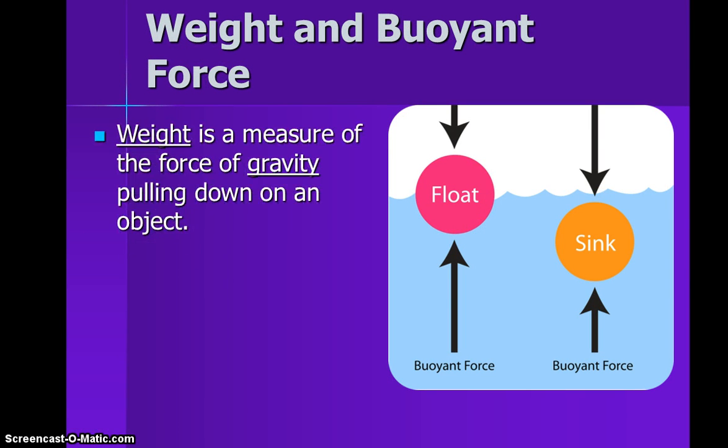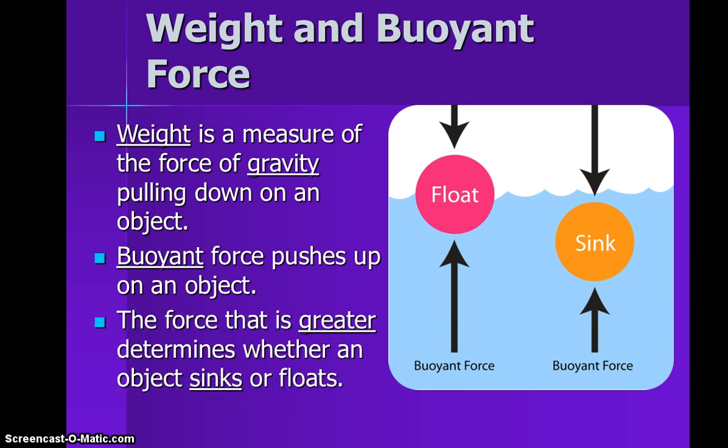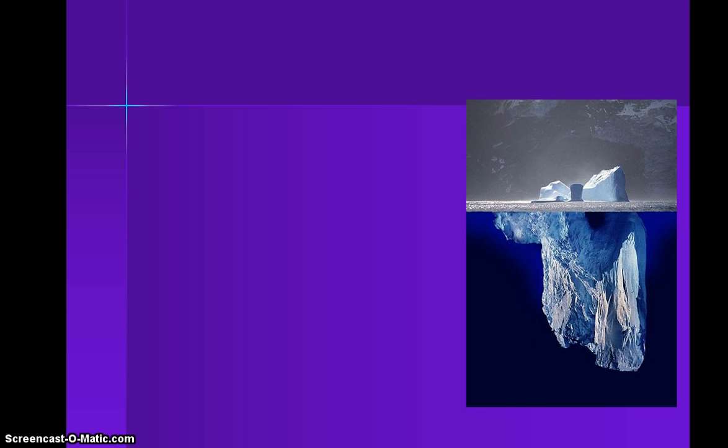So weight and buoyant force interact. Remember, weight is a measure of the force of gravity pulling down on an object, and buoyant force pushes up on an object. Whatever force is greater is going to determine whether an object sinks or floats. So if the weight is greater than the buoyant force, the object would sink. And if the buoyant force is greater than the weight, then the object would float.